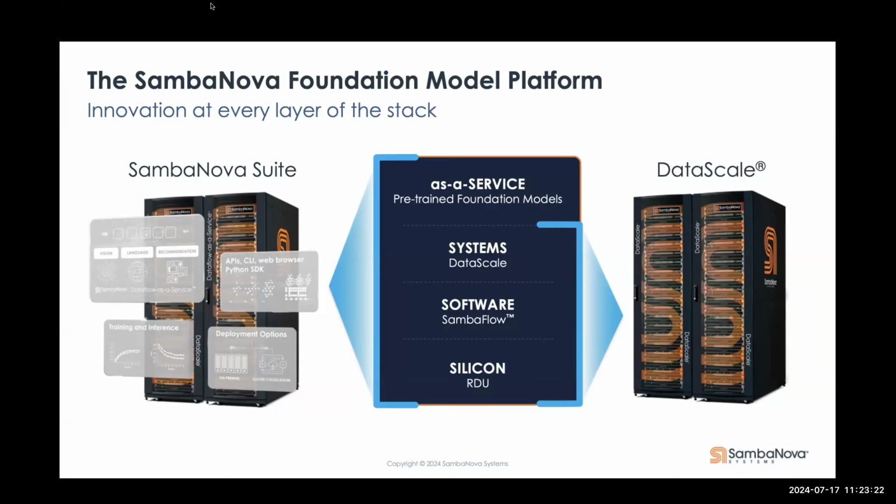So we actually have two products, but more importantly than the products themselves is the fact that we, as a company, go all the way from chips to systems, to software, to models as a service. We provide the entire experience all the way up to solutions. We don't do solutions.